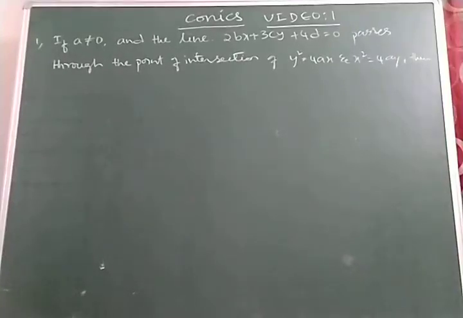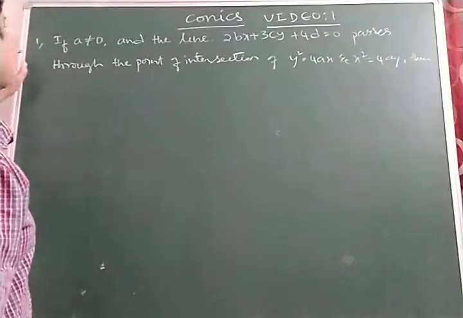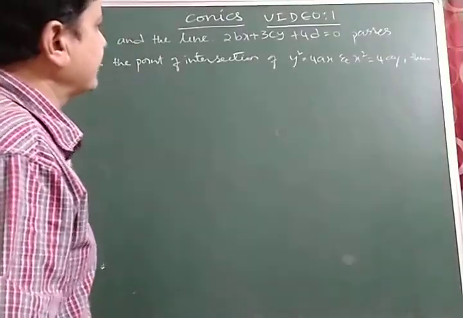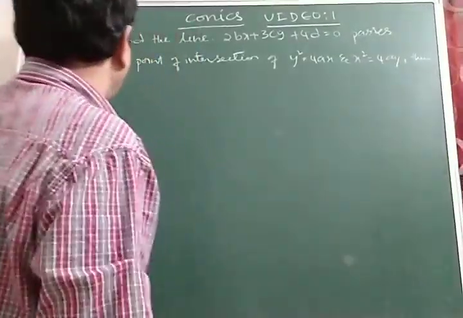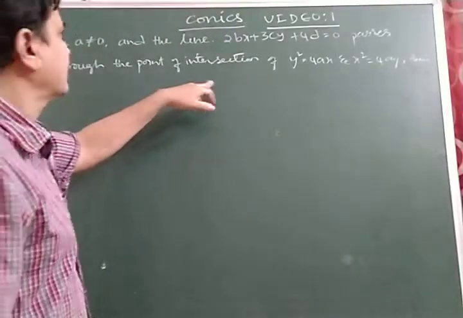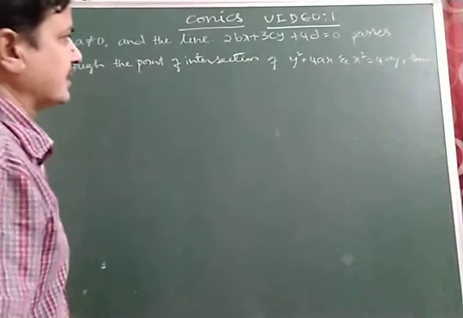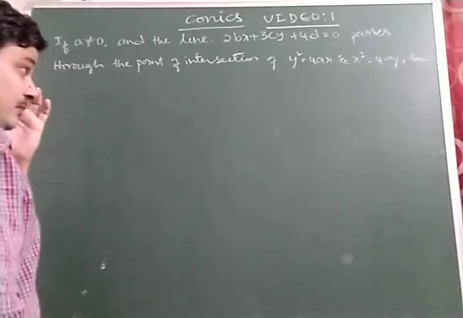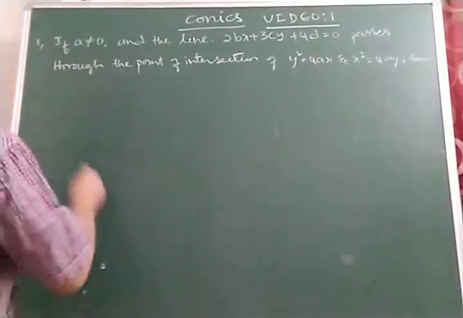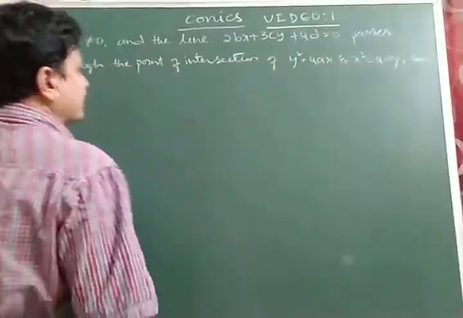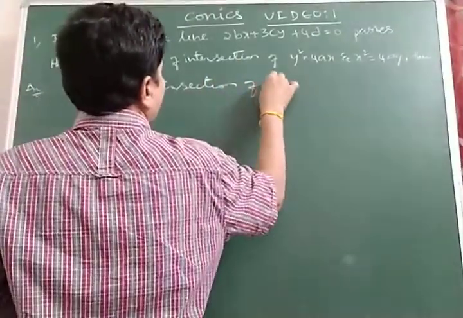Today's topic is conic sections. In this section, the first question is: if a is not equal to 0 and the line 2bx + 3cy + 4d = 0 passes through the point of intersection of the parabolas y² = 4ax and x² = 4ay, then that means the line passes through the points of intersection of the parabolas.